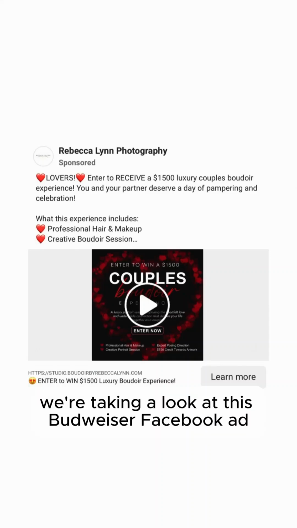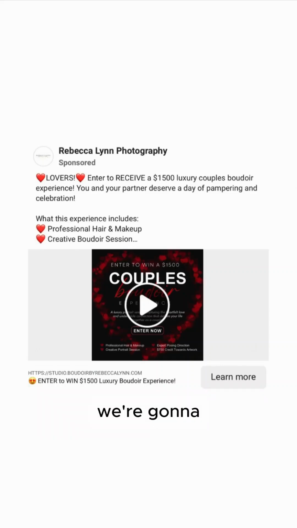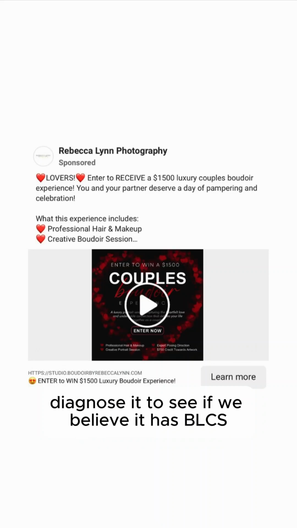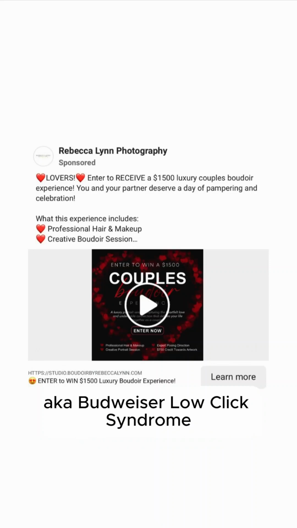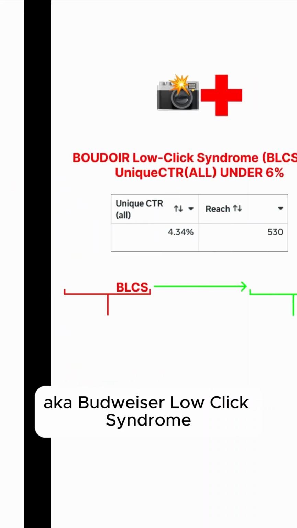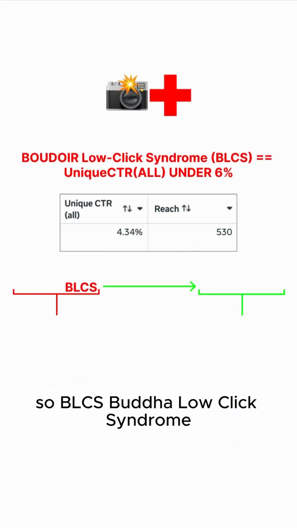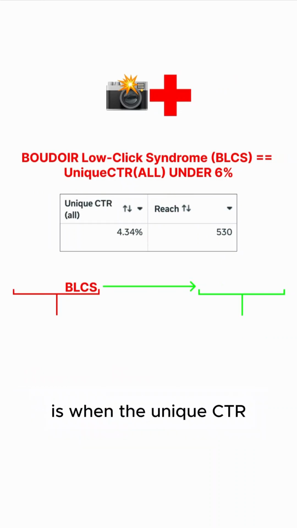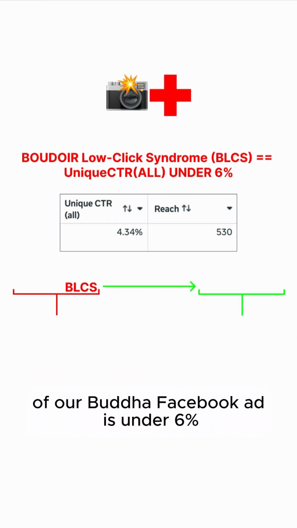All right, y'all, we're taking a look at this Boudoir Facebook ad. We're gonna diagnose it, see if we believe it has BLCS, aka Boudoir low click syndrome. So BLCS, Boudoir low click syndrome, is when the unique CTR all of our Boudoir Facebook ad is under 6%.